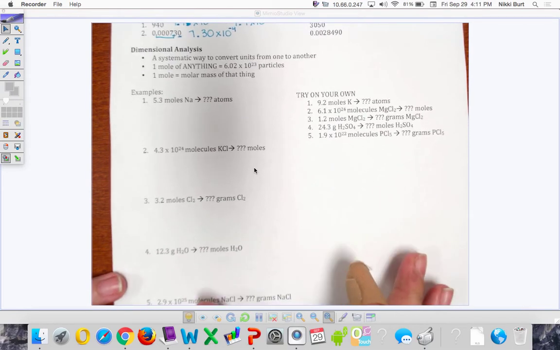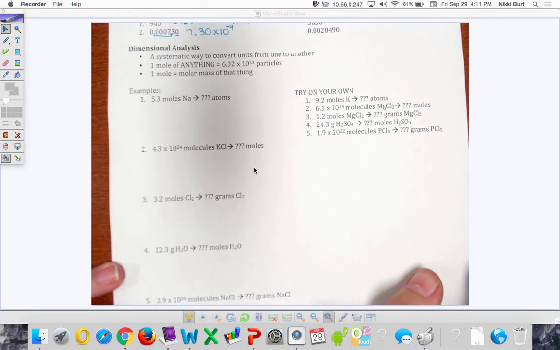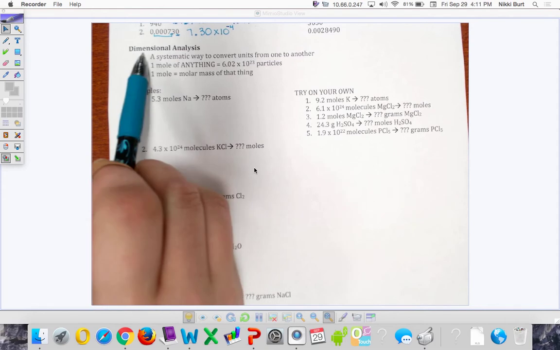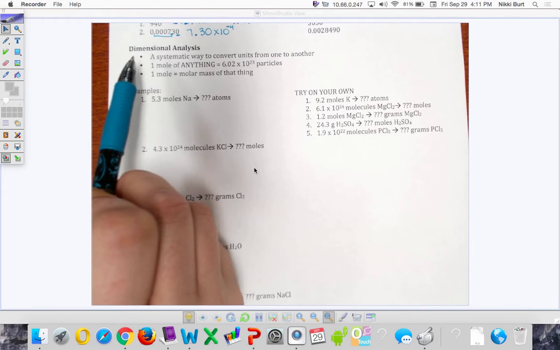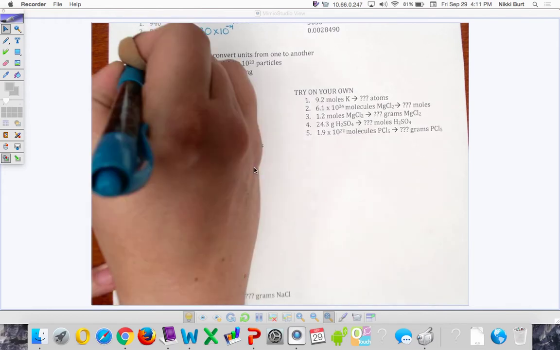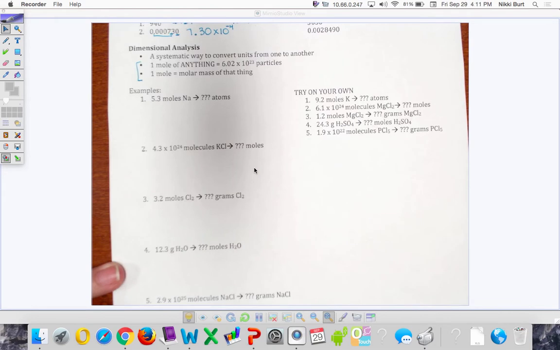And lastly, we're going to go through some dimensional analysis practice. This seems like where most people struggled. All dimensional analysis is, it's a fancy way to say that we're going to convert our units from one unit to something else. And some key factors to remember.